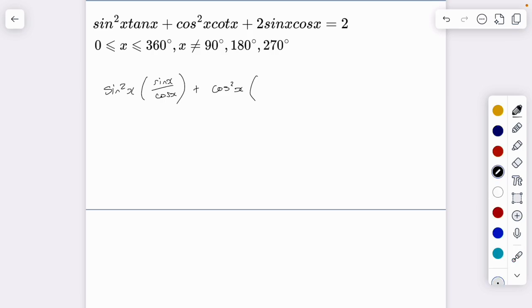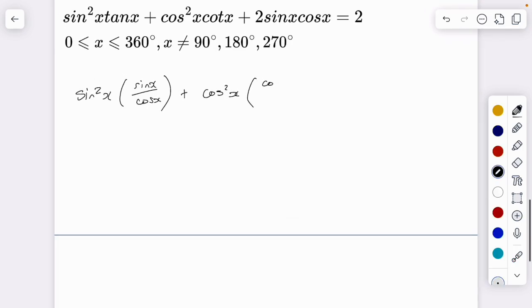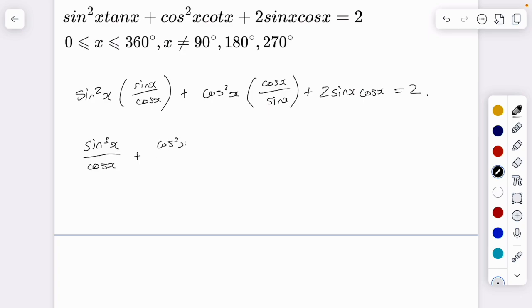So we can flip the entire thing. If we do that, what we've then got is cos x over sine x. And then we add 2 sine x cos x equals 2. Now let's multiply it out. If we do that, we get sine cubed x over cos x plus cos cubed x over sine x plus 2 sine x cos x is equal to 2.